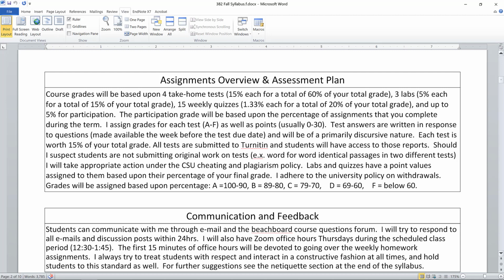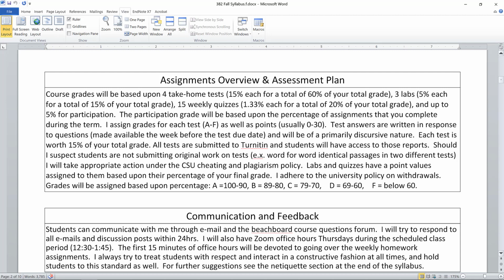Normally, that would be in the form of attendance or speaking in class, but for this online course, the participation grade is going to be based upon the percentage of assignments that you complete during the term. So again, I'm incentivizing you to keep up with the class, to do the assignments and to turn them in, even if you don't get a perfect score. If you turn in 95% of the assignments, then you'll get 95% of that 5% of the course.